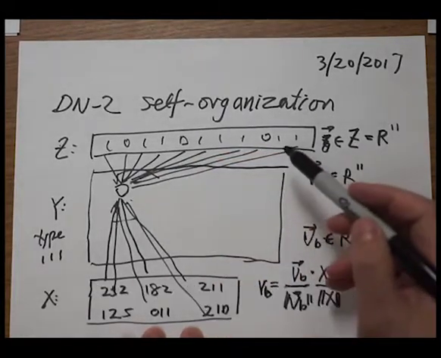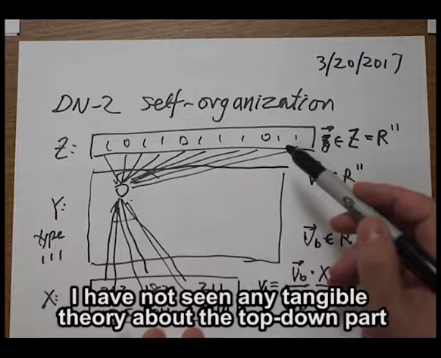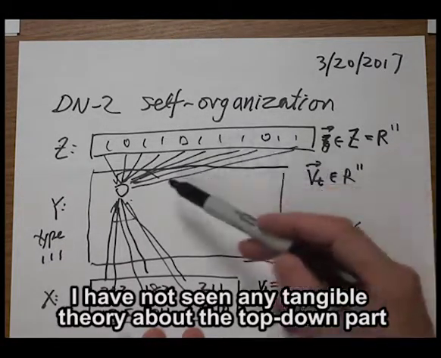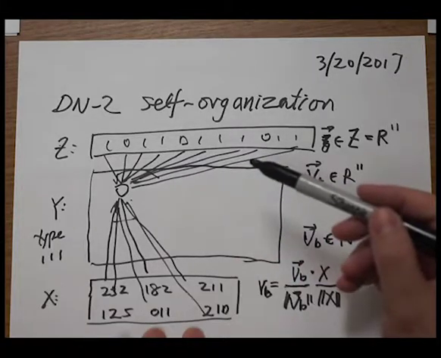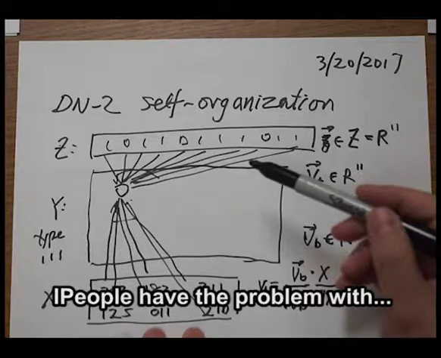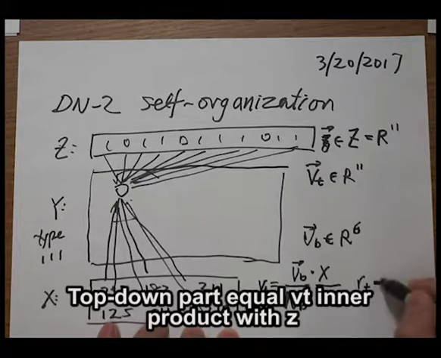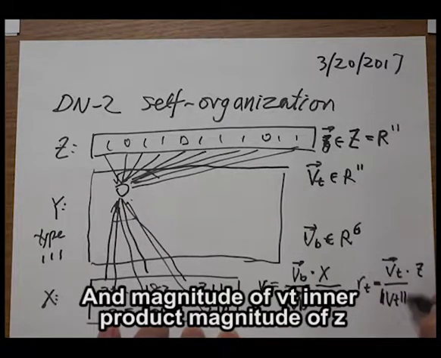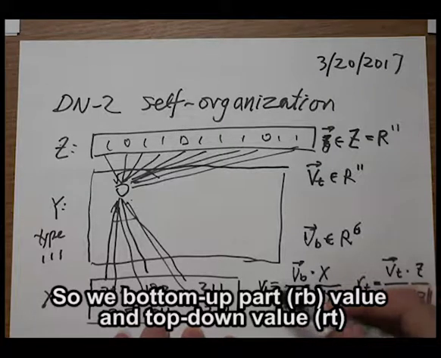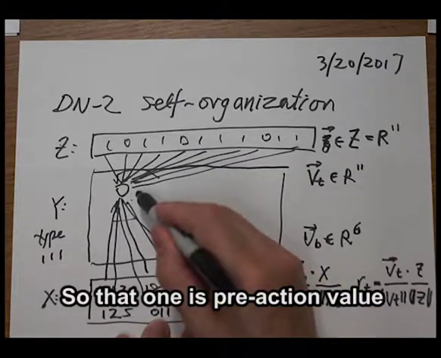Top-level part is unique, all right? And I have not seen any tangible theory about the top-down part, because the top-down part is something people have problems with. The top-down part is VT with Z, that is, VT and Z. So we have a bottom-up value and a top-down value, and we add these together. That one is a pre-action value.